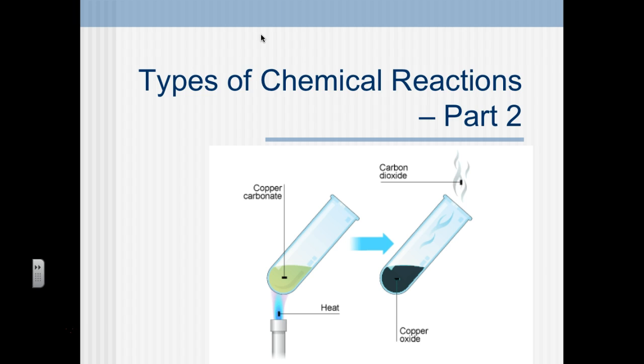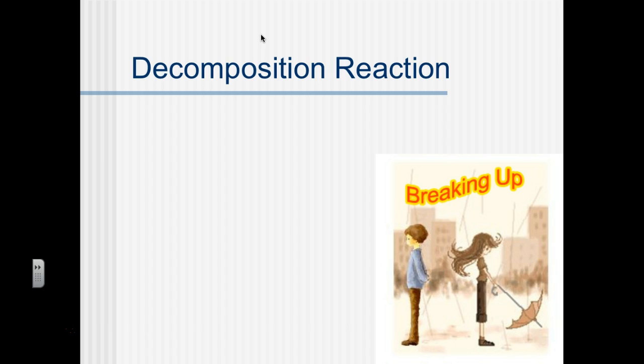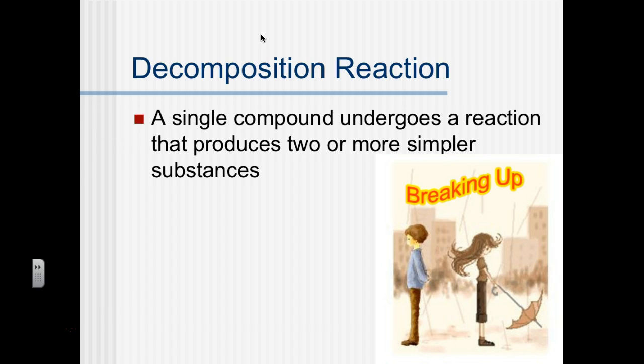For decomposition, decomposition is the complete opposite of synthesis. In this one, we have a single compound, just a single reactant, that breaks apart into two or more simpler substances. Unlike synthesis, which creates one product, in decomposition we only have one reactant, and it breaks into more than one product. So the general equation for this is AX, and it splits into A plus X. A is a cation, X is the anion, but it doesn't always look just like that.